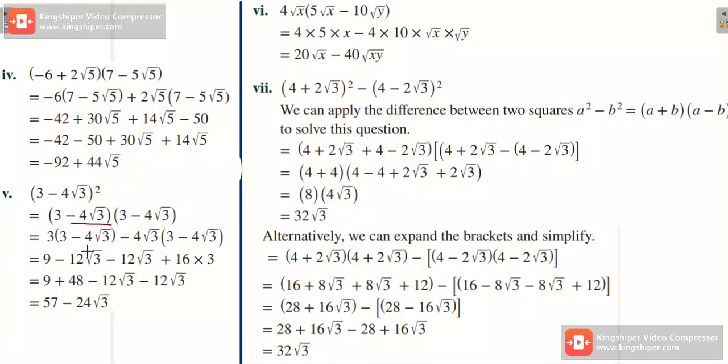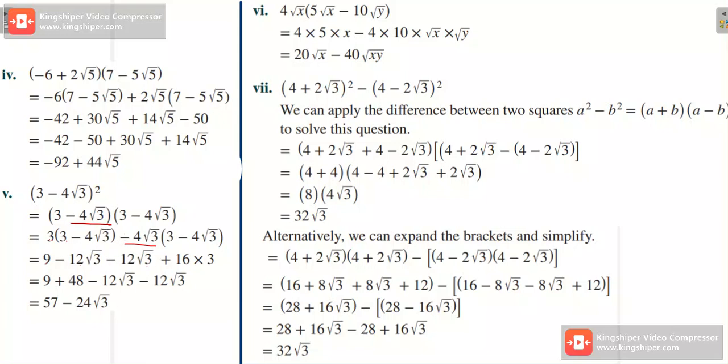Then we distribute through. So 3 times 3 gives us 9. 3 times negative 4 will give us negative 12, then it multiplies the root 3. Minus, here we need to take note, there is a negative sign here. So this negative 4 root 3 times 3, the 3 will multiply the 4 to be 12. So we have negative 12 root 3.